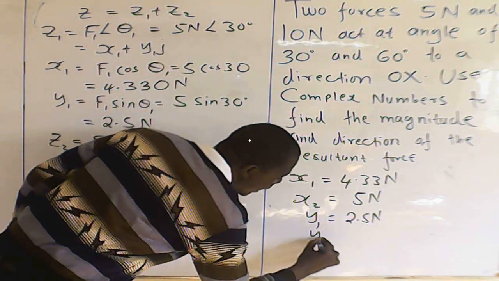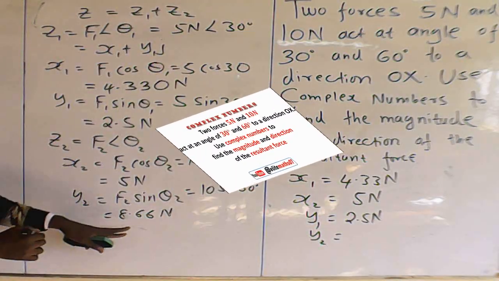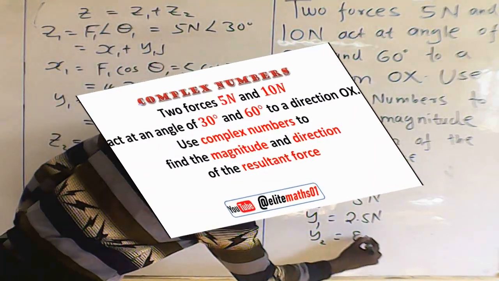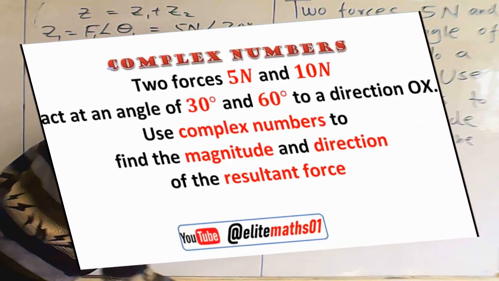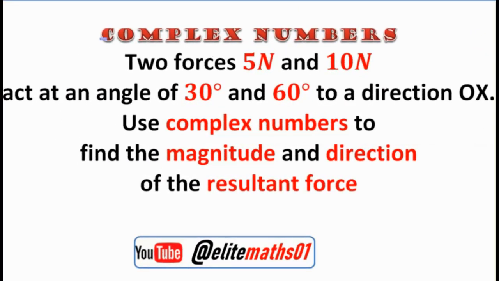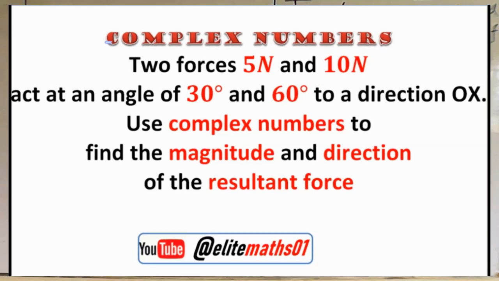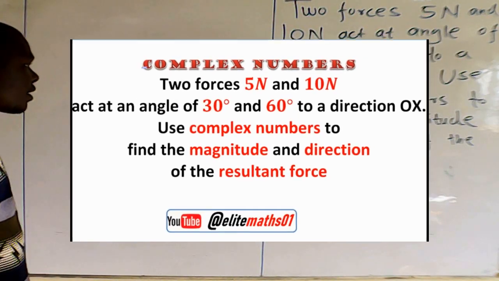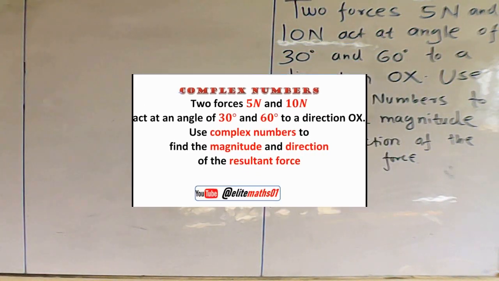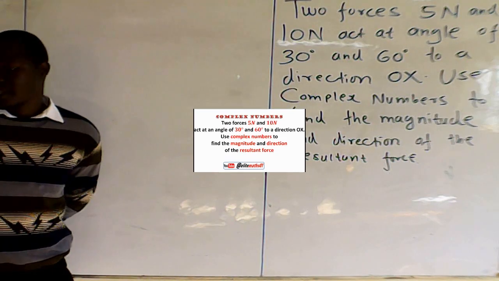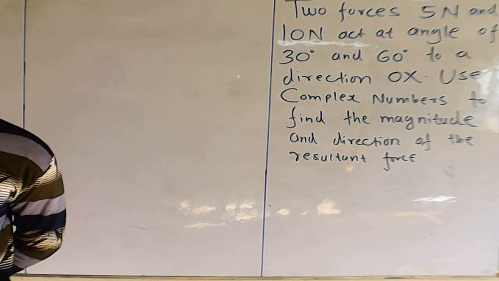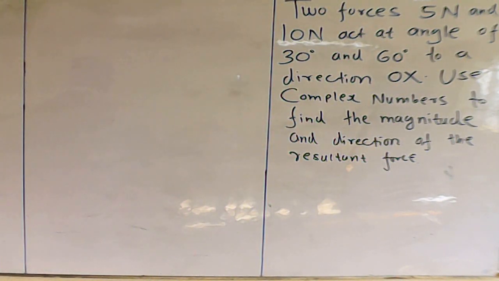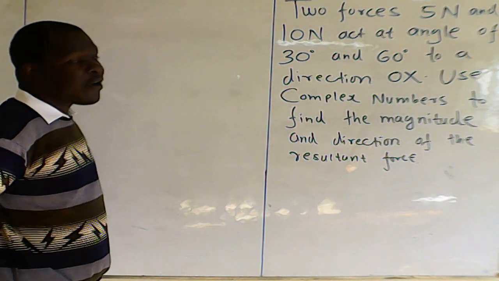2.5 Newton, and we found y2 to be 8 point. Two forces, 5 Newton and 10 Newton, at an angle of 30 degrees and 60 degrees in the direction of x. Use complex numbers to find the magnitude and direction of the resultant force. Now, in case of complex numbers, just as in vectors, use the parallelogram law.